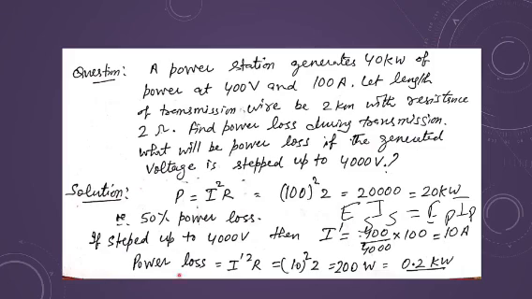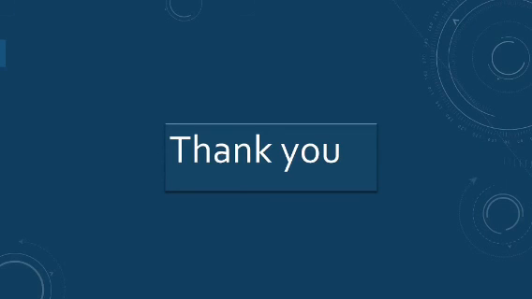And now the power loss will be current square into R, which is 200 watt. It means the power loss is only 0.2 kilowatt. So you can see how much the power loss is reduced when you are using a step up transformer. You will be able to get near about whatever power you are generating, that is getting transmitted. So this is the use of the transformer, on the basis of which of course you can get the numerical. Thank you everyone.